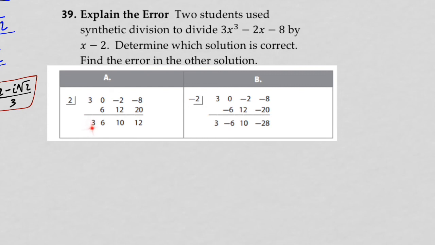You bring down the 3 and it's 3. 2 times 3 is 6. That's 6. 2 times 6 is 12. That's 10. 2 times 10 is 20. And that's 12. So everything seems correct.